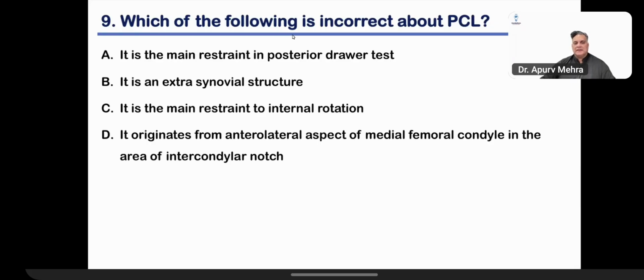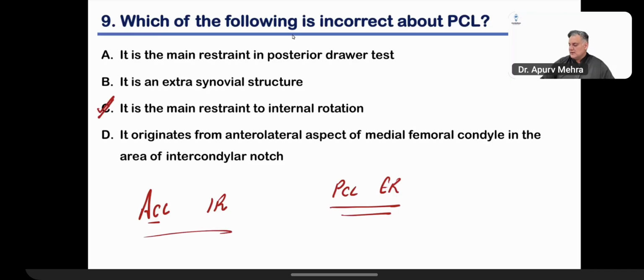Which of the following is incorrect about PCL? We just did that. It is the main restraint to internal rotation. It's very common. ACL prevents internal rotation. PCL prevents external rotation. That's why in the dial test you externally rotate. In the pivot shift you do internal rotation.